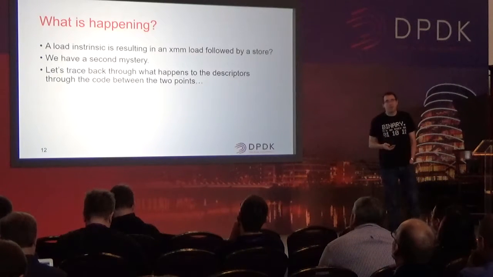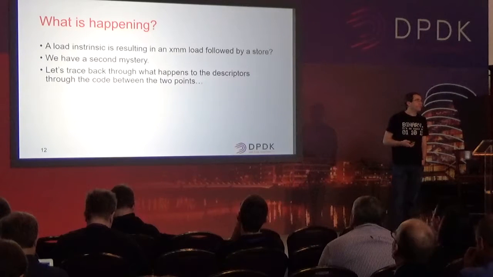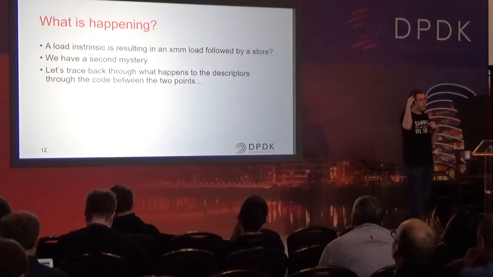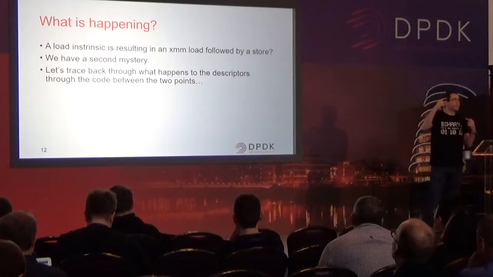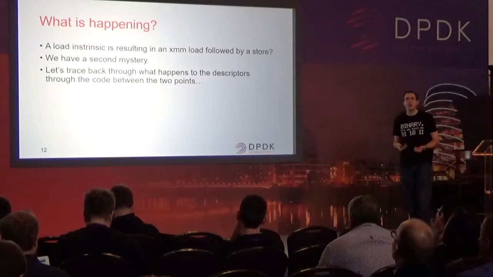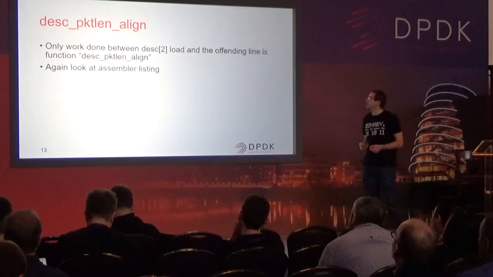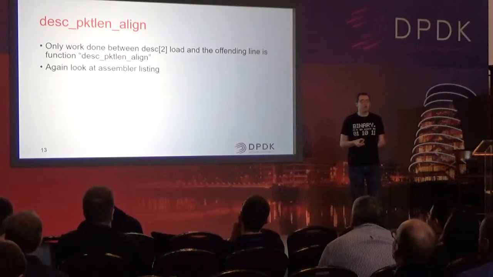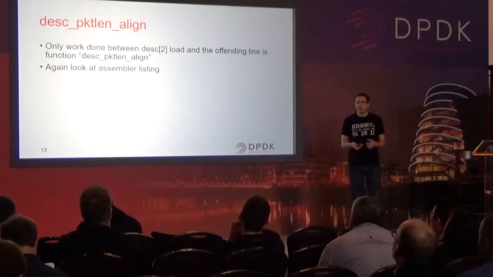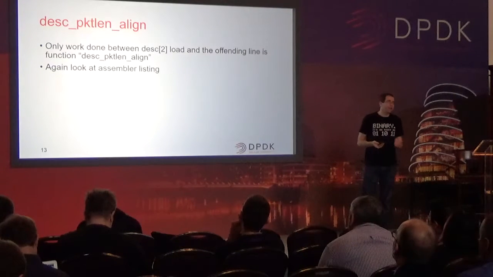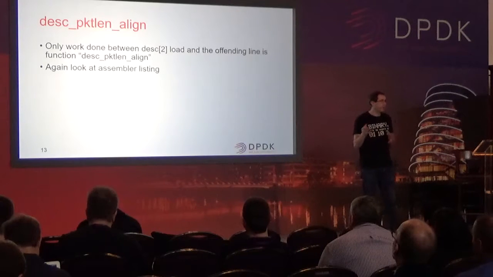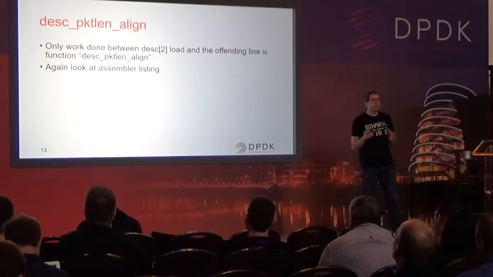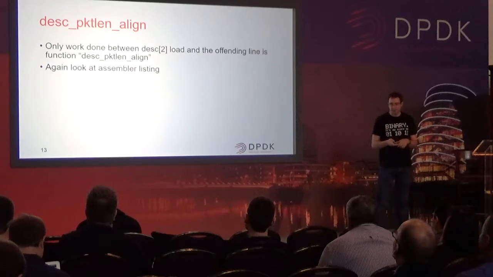In the absence of any other hints, I decided to look through the intermediate code, the code between our load and our shuffle, to see if that would give a hint as to why this strange event was occurring. The only work done on those descriptors between the load and the shuffle was in this function, descriptor packet length align, to, as the name suggests, take the packet length value from the descriptor and line it up, because it was actually misaligned, it wasn't aligned on a byte boundary inside the descriptor.